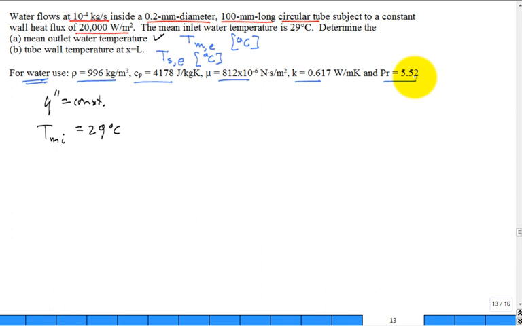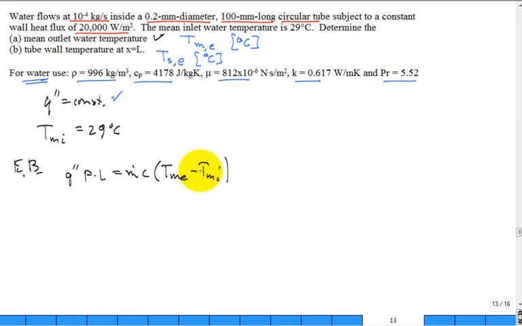So I'll pick it up here. Since q double prime is constant and I'm interested in the mean outlet temperature, can I do the EB approach? Energy balance, which is just q double prime times some perimeter times length equal to the mass flow rate, specific heat, temperature mean exit minus temperature mean inlet. Hey, deja vu, haven't I seen this before? Well, there's only so many concepts that we can test you over. Energy conservation, energy balance. That's it, right?